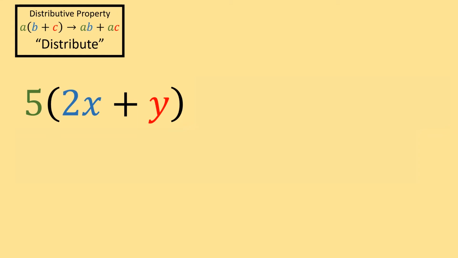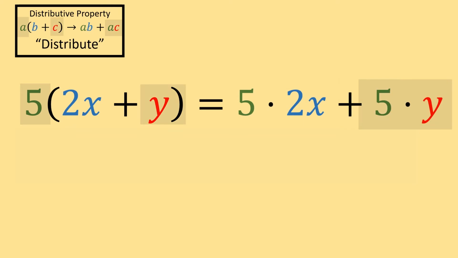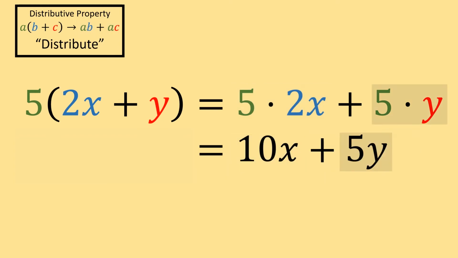Here, we can think of 5 as A, 2x as B, and y as C, and to get from the left side to the right side, I'm just going to multiply 5 by 2x and 5 times y. And I get 5 times 2x plus 5 times y, and 5 times 2x is 10x, and 5 times y is 5y, and now we've distributed 5 into 2x plus y.